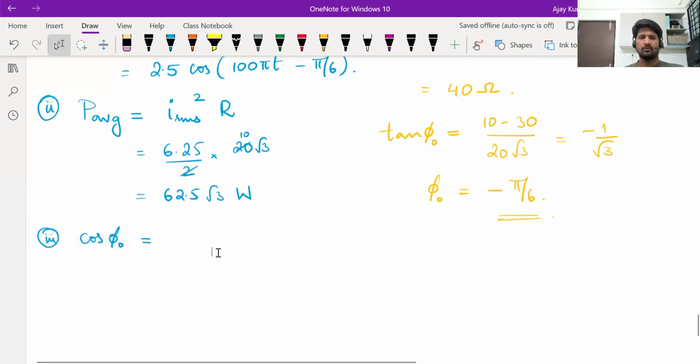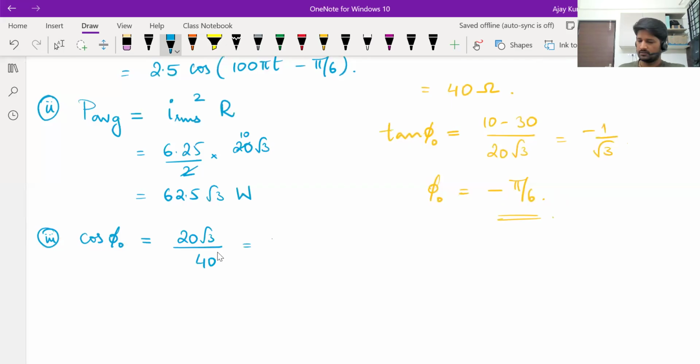And what's the formula for power factor? Cos phi naught. R by Z. R is given as 20 root 3, divided by, we got Z as 40. So the power factor is root 3 divided by 2.